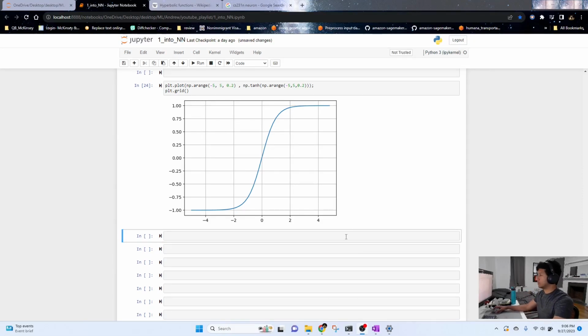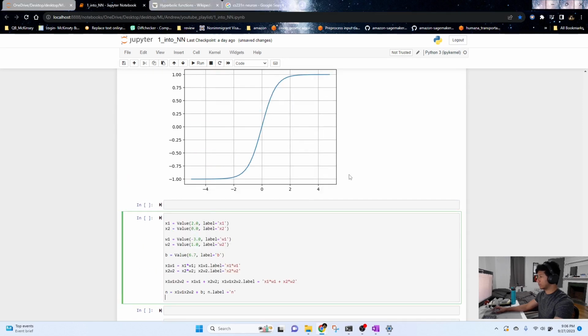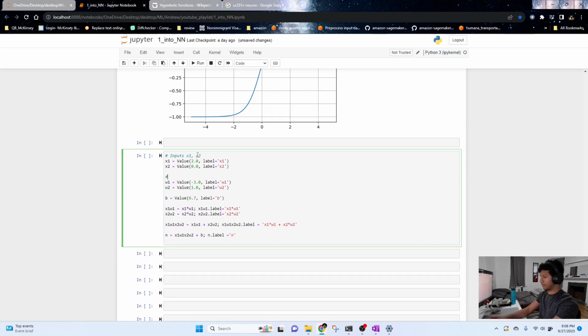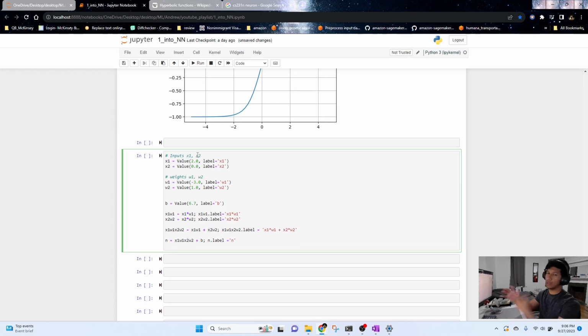Now let's continue building a very basic neural network. I'm pasting the values here, where x1 and x2 are inputs, and then we have weights, which are w1 and w2. These are used to multiply with the inputs. Along with that, we have a bias, b, which we add to the equation.